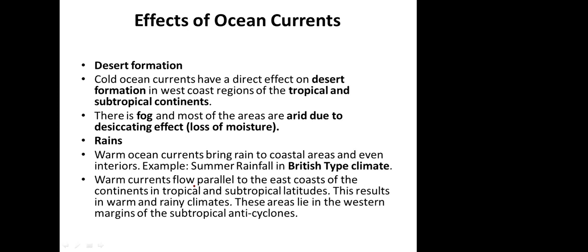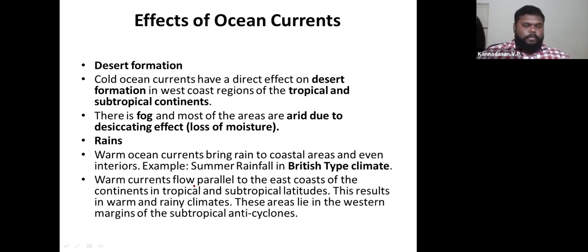So the warm ocean current, since it is warm, provides more evaporation, and with more evaporation, more humidity. More humidity means more rainfall. And also the pressure belt plays a huge role in this development of rainfall. What the pressure belt or the wind pattern does is, with the warm ocean current and the warm air mass in the ocean, the wind just pushes it inside.